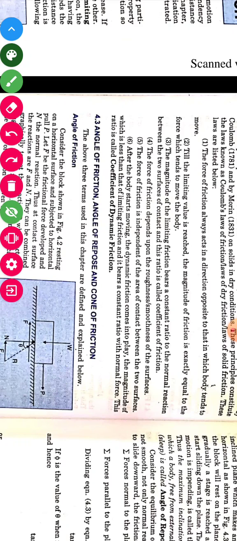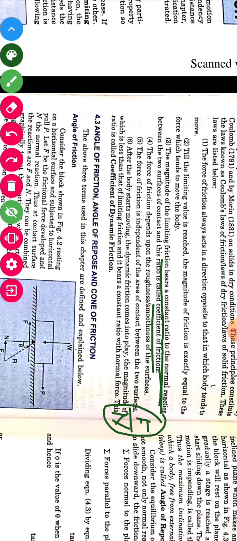Now the next law is: the magnitude of limiting friction bears a constant ratio to the normal reaction. What is the magnitude of limiting friction? F. Bears a constant ratio to normal reaction. What is normal reaction? N. So this ratio is constant, they mean to say. What is that constant? Coefficient of friction.